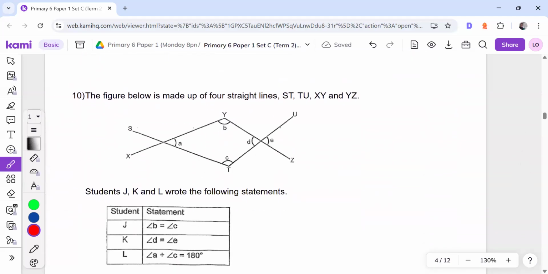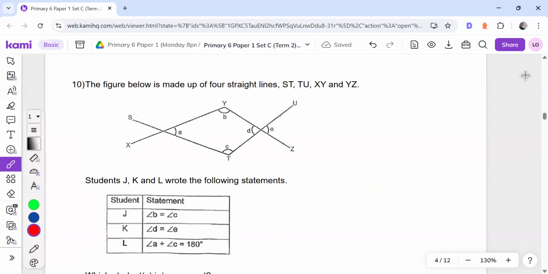Okay, so let's go to number 10. Somebody is going to make a mistake here. My reminder to you is never to assume. The moment you start to assume because it looks like, then you are going to be wrong already. So, which statements are true? Angle B is equal to angle C. Now, some of you say true. Some of you put it down as a true statement.